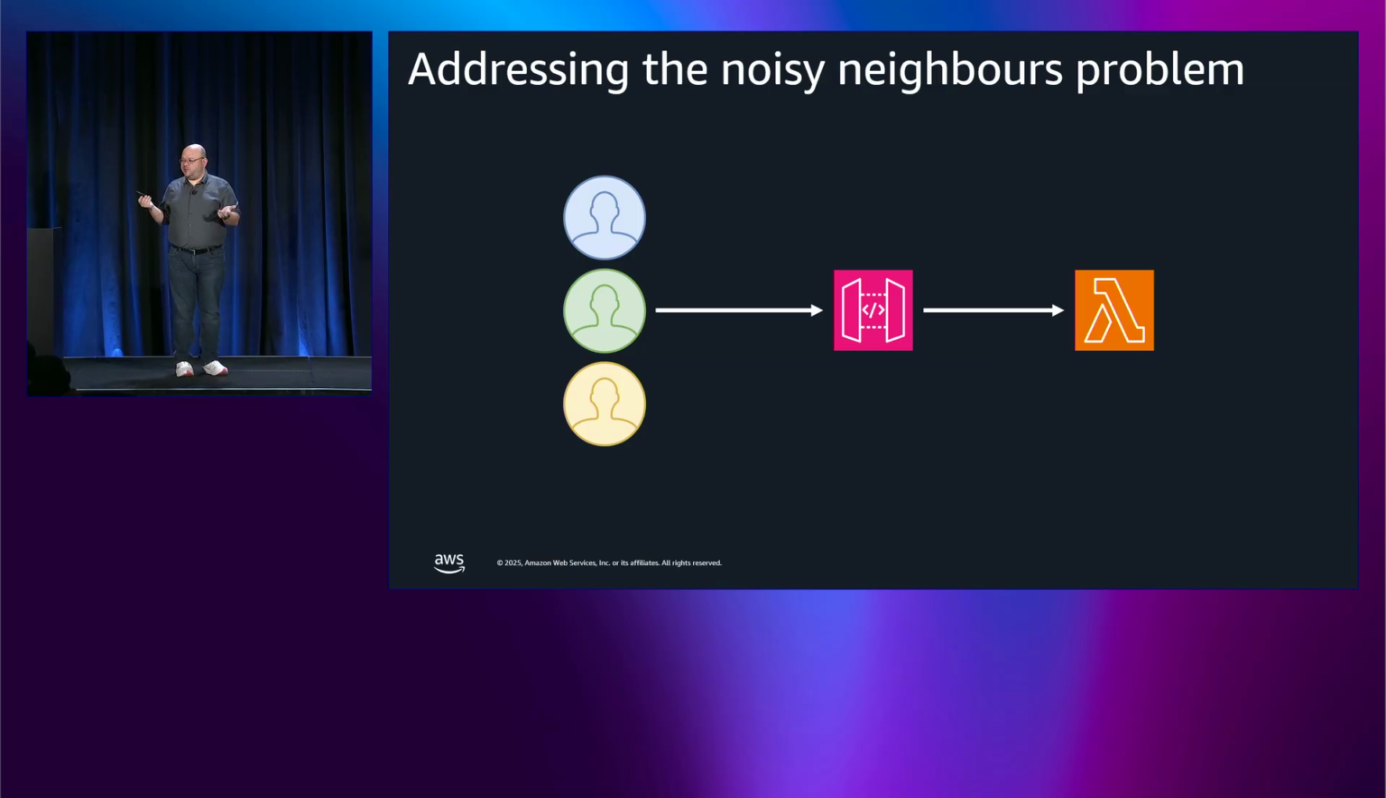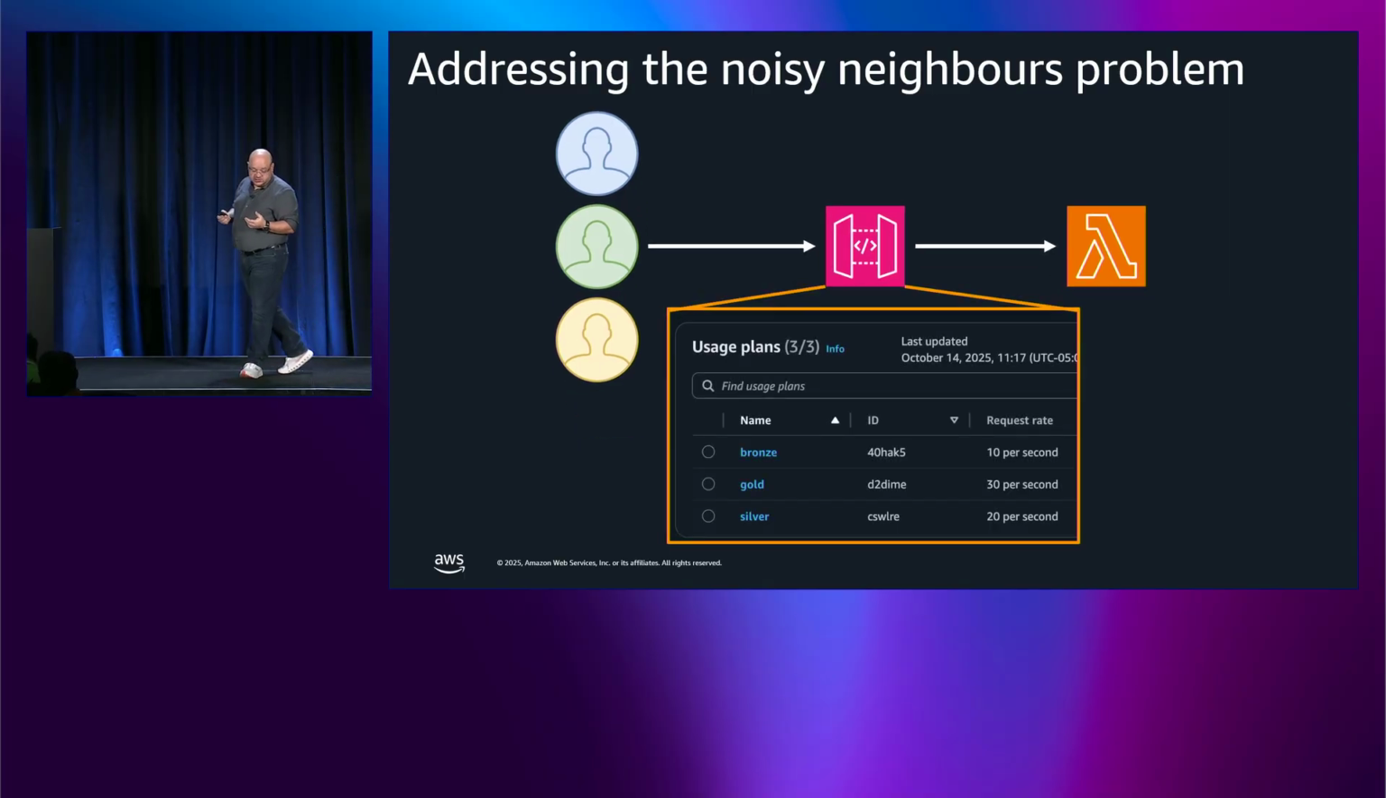Since we're already talking about API gateway, let's address the noisy neighbor problem. That's one of the things that we've discussed previously. So API gateway provides you the capability to create usage plans. For example, this is a common approach: you have different tiers like silver, gold, bronze, and you can define request rates for each one of those tiers. For example, 10 requests per second, 30, 20, etc.